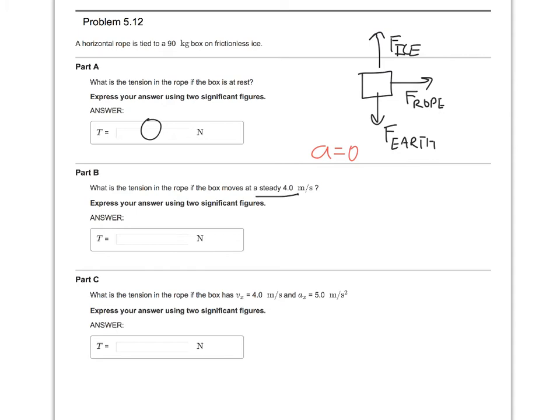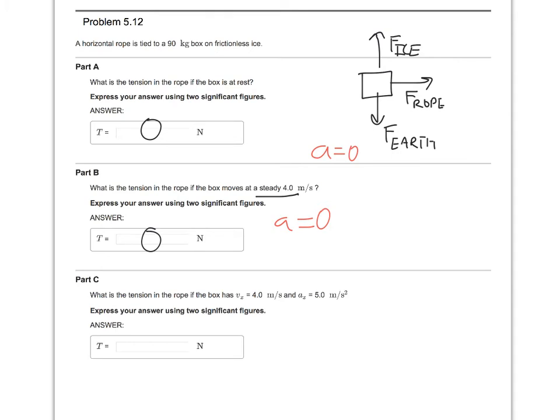Moving on to part B, what is the tension in the rope if the box moves at a steady 4.0 meters per second? Well, that also represents 0 acceleration. So that also is a force of 0. And this really is a great demonstration of Newton's first law here. Okay? Both the case of being at rest and the case of moving at a constant velocity require no unbalanced force, because both of those cases mean the object is not accelerating. We only need an unbalanced force in order to accelerate. Okay? Whether or not we're moving is irrelevant.